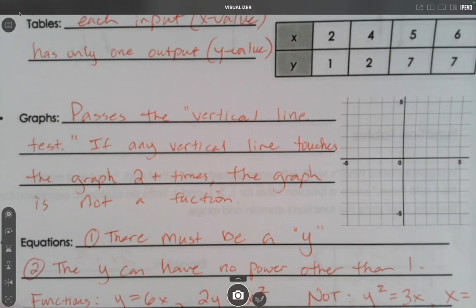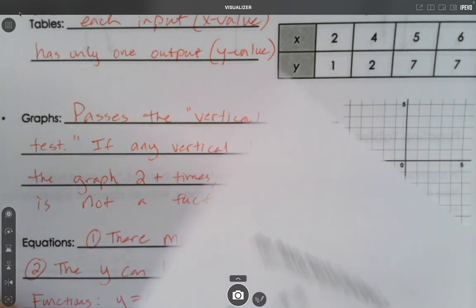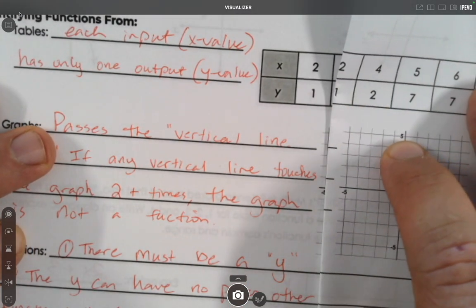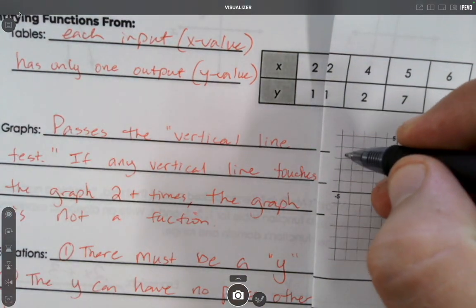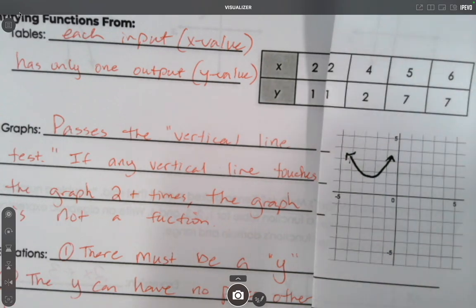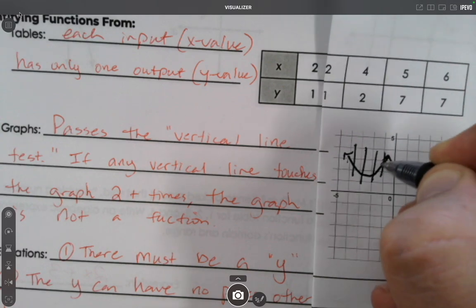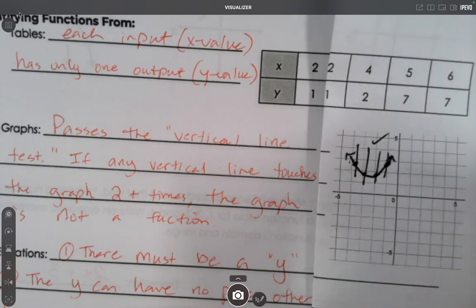Okay, passes the vertical line test. If any vertical line touches the graph 2 or more times, the graph is not a function. So let me get a clean sheet here and try to illustrate that for you. We'll do practices with them on the back, but I'll just do them small. If I had something like this as my graph, I can draw vertical lines anywhere I want, and they only hit the graph in one point. Each of them just hits it in one point. So that is a function.